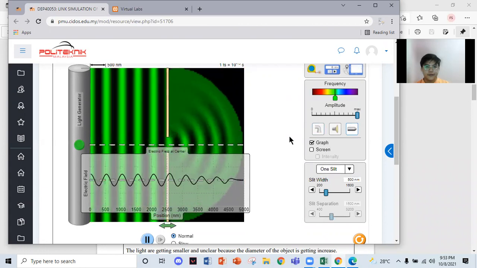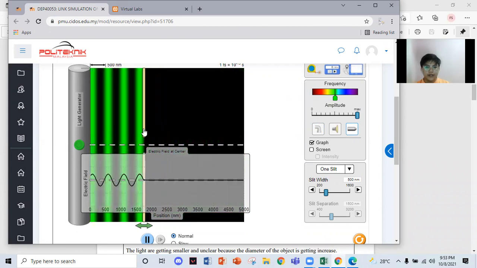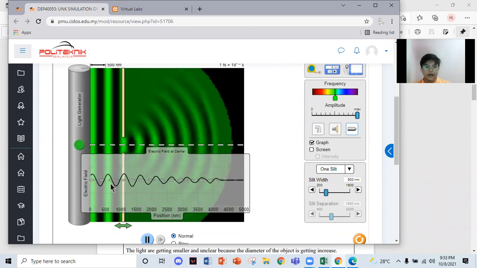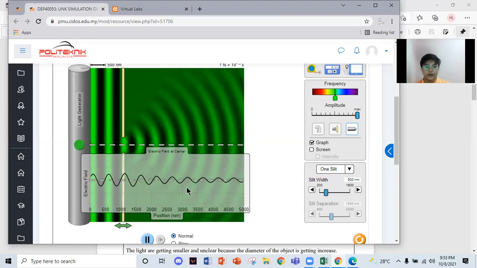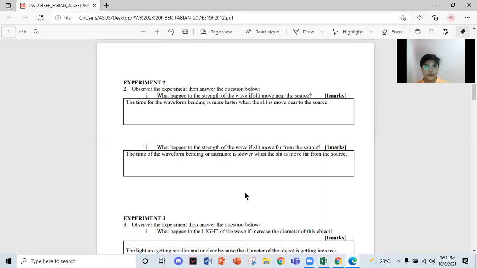Oke. Seperti yang dapat dilihat, apabila kita movekan slit ini near to the source, gelombang dia akan the waveform is quickly to break lah. Maksudnya dia lebih mudah untuk attenuate. So the time for the waveform bending is more faster when the slit is moved near to the source.